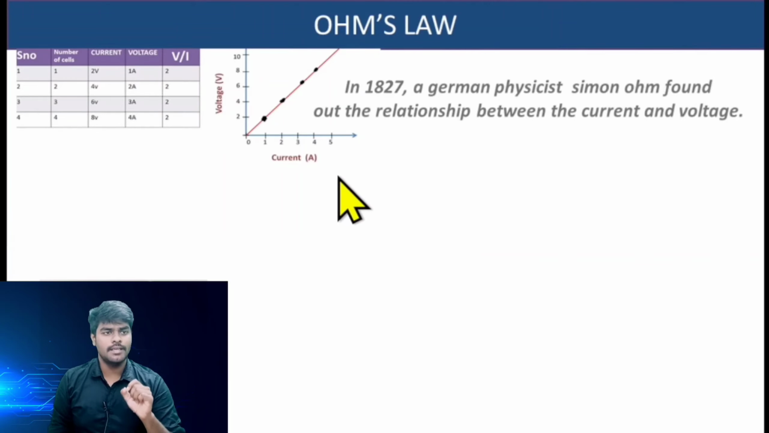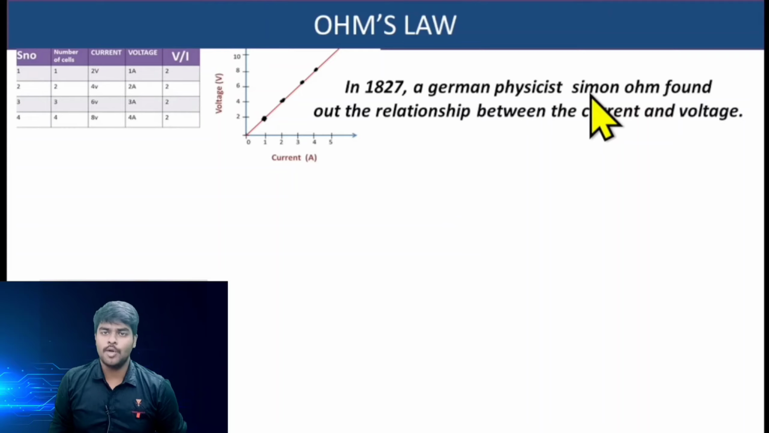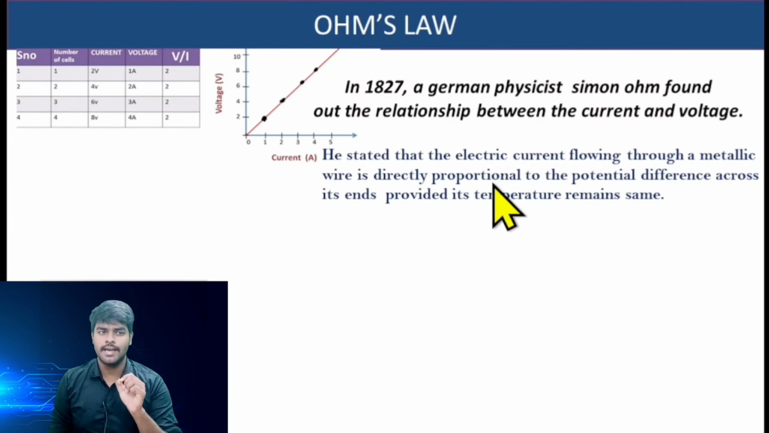Actually, in 1827, a German physicist, Simon Ohm, found out the relationship between the current and voltage. So he stated, observe clearly, this is the most important one: electric current flowing through a metallic wire is directly proportional to the potential difference across its ends, provided its temperature remains constant. It is the main one. Temperature remains constant.